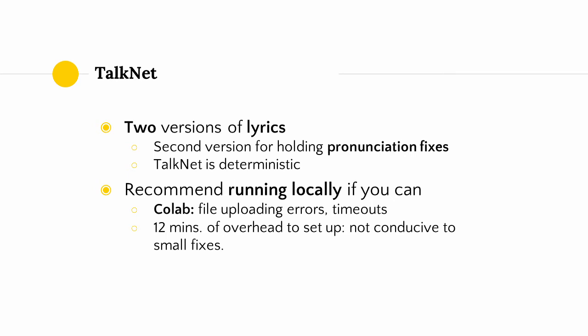Now, if you have the hardware to run TalkNet locally, I highly recommend it. You can find the link to the offline installer in the PPP main doc. The reasons that I recommend you run locally are as follows. There are a lot of small obstacles that can get in your way when you try to use Colab. For instance, Colab will error out if you try to upload too many files at once. Not a problem if you're running on your local machine.